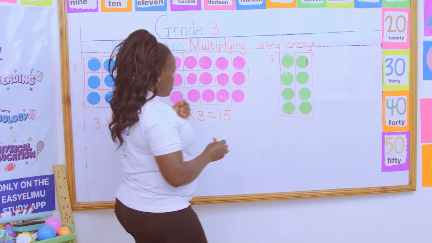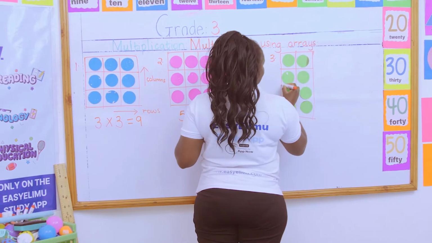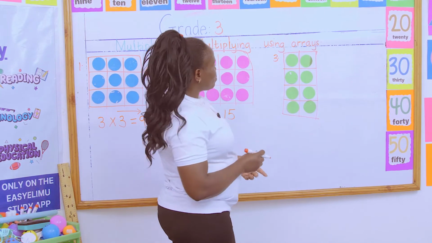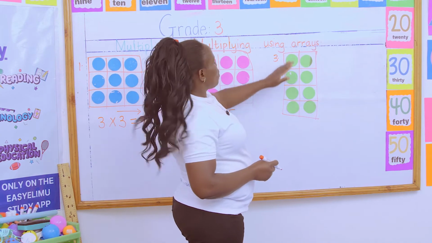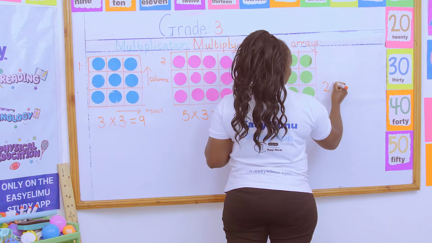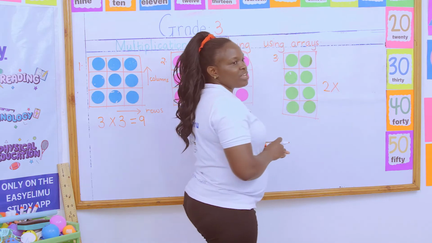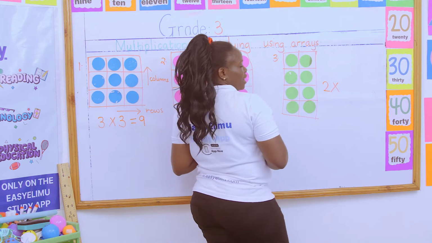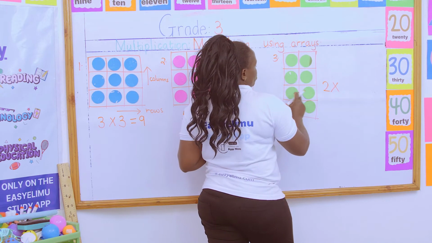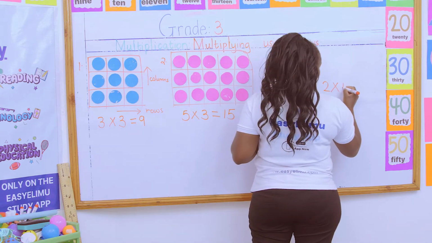Someone to help me do number 3? Yes, Johnny. First, identify the number of columns. Very good. How many columns do I have? 1, 2. I have 2 columns. Then what am I multiplying with? The number of rows. How many rows do I have? I have 1, 2, 3, 4 rows.